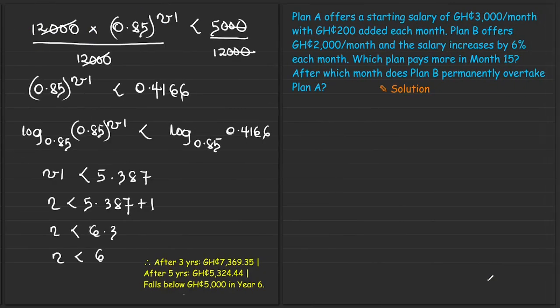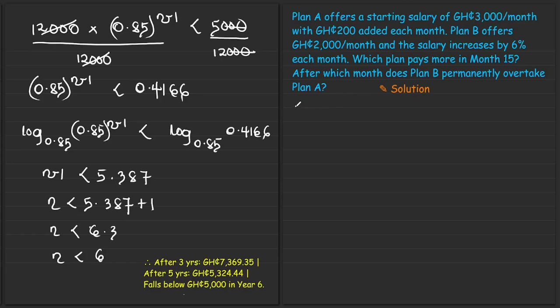Our final question for this session. Plan A offers a starting salary of 3,000 per month, with 200 added each month. Plan B offers 2,000 per month and a salary increase of 6% each month. Which plan pays more in month 15? Then after which month does plan B permanently overtake plan A?